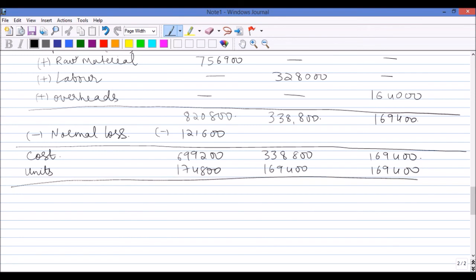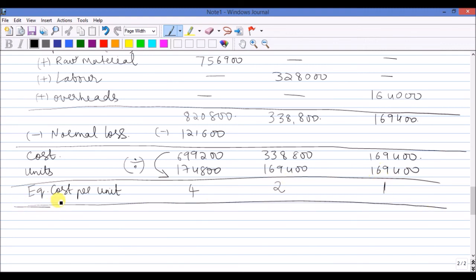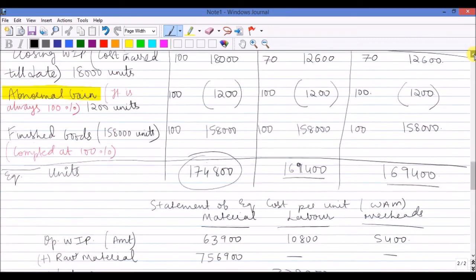Then friends, we are going to get the equivalent cost per unit. So this cost I am going to divide by the units, and this is going to give me per unit: 699,200 divided by 174,800, so equivalent cost is 4 rupees. 338,800 divided by 169,400, so equivalent cost is 2, and for the 169,400 it will be 1. So we have got the equivalent cost. So yes, it's good the answer is not coming in decimals.